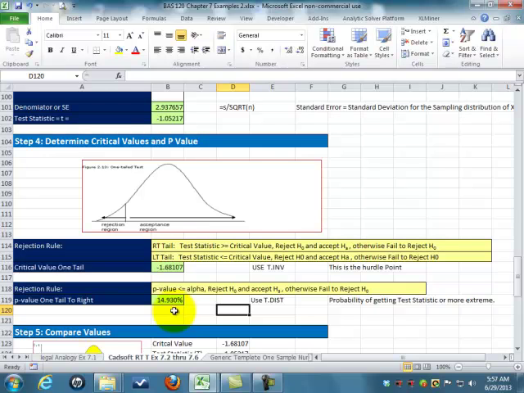Now, because the 14% is greater than our alpha, our 5%, remember we had said we only want 5% chance that this will happen by chance. We want it to be less than 5%. So because our p-value is 14.9, we will not reject the null hypothesis.